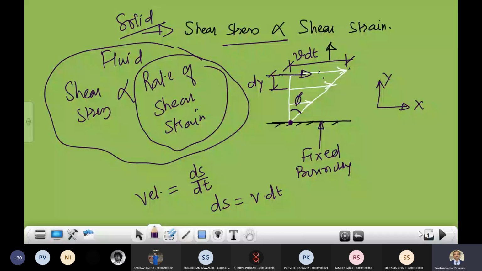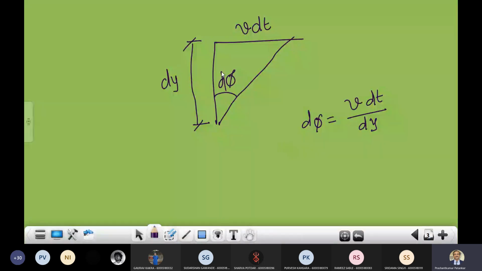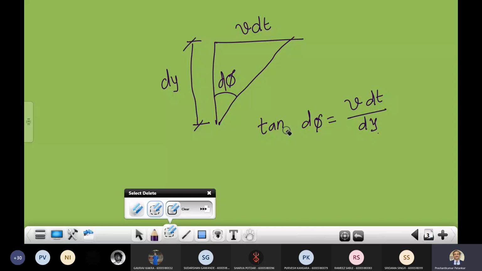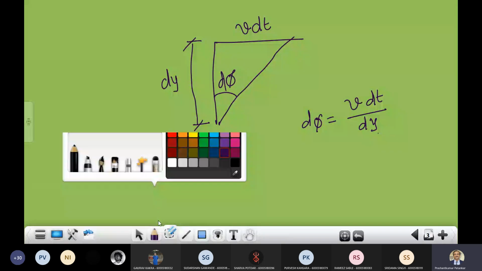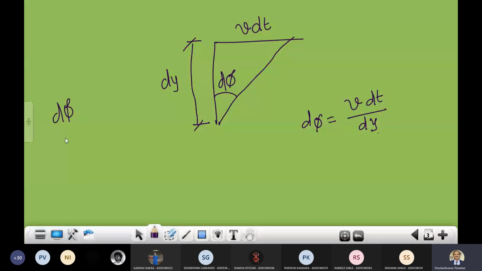Let me make one small correction here. Let us denote this small angle as d phi, which is your shear strain. Now from this right angle triangle, tan of d phi is equal to the opposite side v times dt divided by this vertical distance dy, as the two layers are separated by distance dy. Am I right? Yes, sir. Now when d phi is very small, tan of d phi is equal to d phi only, and that's the reason you will get this relation.